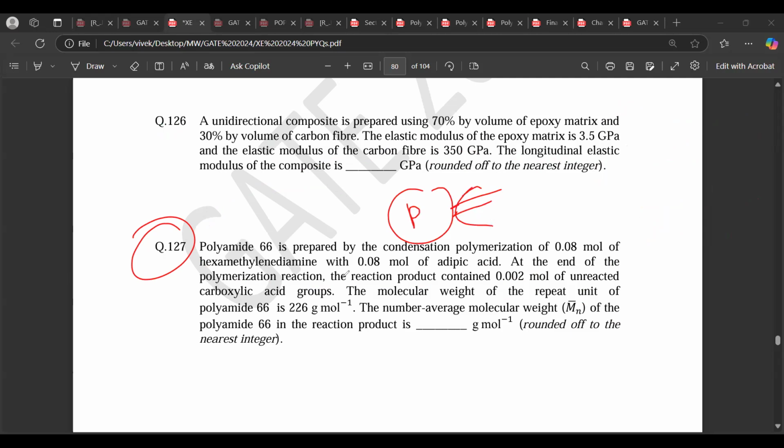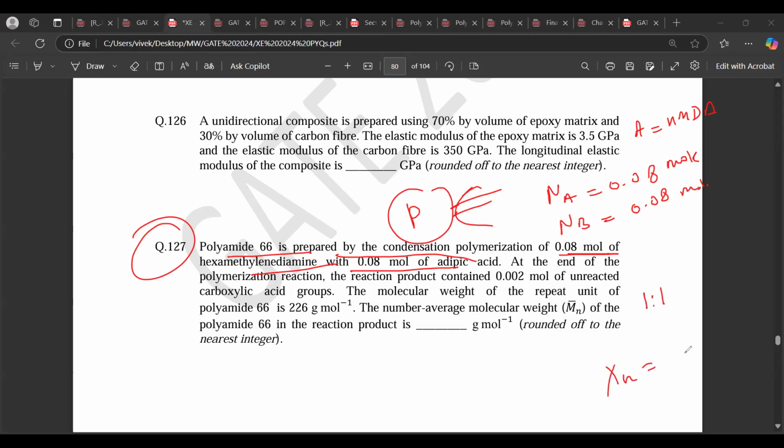So let's write what is given. Polyamide 66 is prepared by the concentration of this many moles. So your Na or Nb, whatever you say, 0.08. Hexamethylene, my A is HMDA. Please remember. And 0.08 mole of the other. Of course, this could not be the same, because if it is the same, R is 1, right? It is 1:1. If this is the same, then it is what kind of reaction? 1:1. Then what is my Xn formula? Tell me. 1 by 1 minus P, right?